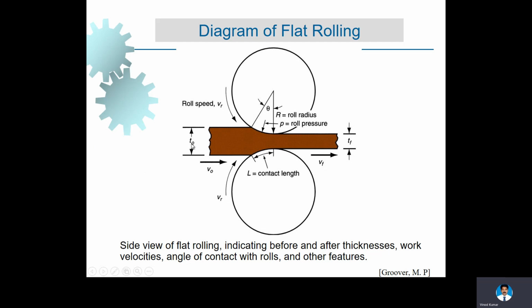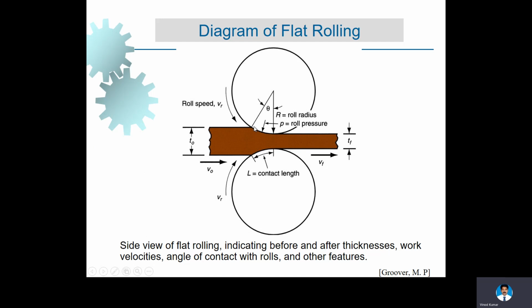So here is a diagram of flat rolling. As you could see here, the mechanics of the rolling process. The initial thickness of the material before rolling is T0. The final thickness of the material after rolling is TF. What happens is as the rolls rotate in opposite directions, they squeeze the material by applying compressive stress. The material will undergo plastic deformation and its shape and size are changed. T0 is the incoming thickness, TF is the final thickness after the rolling process.